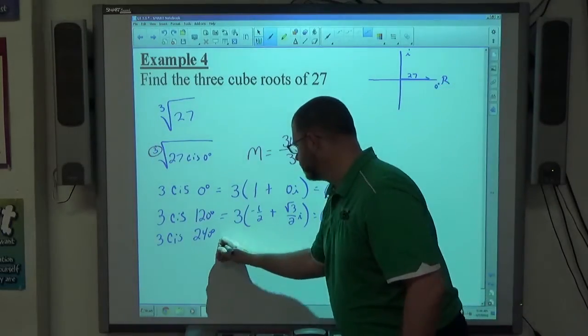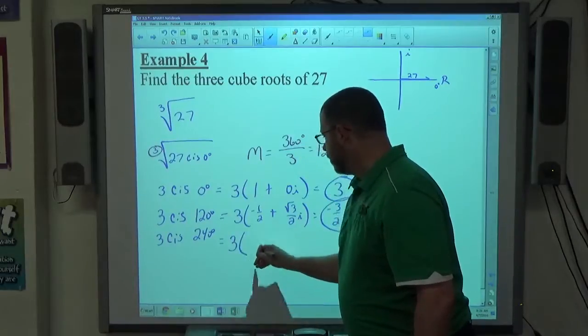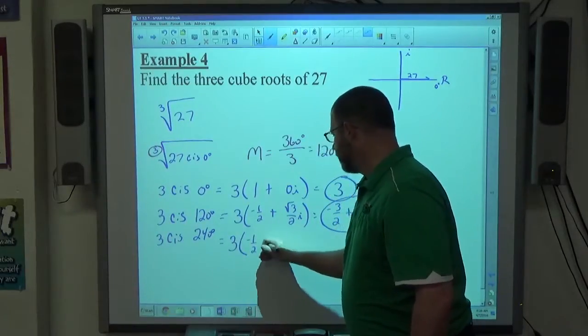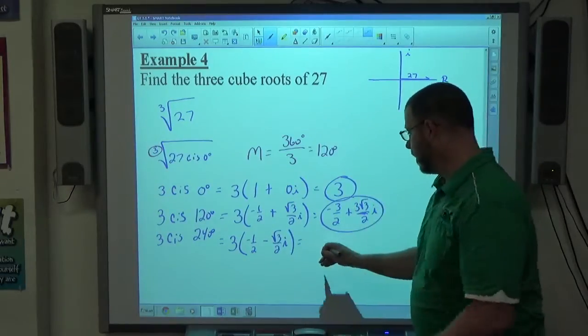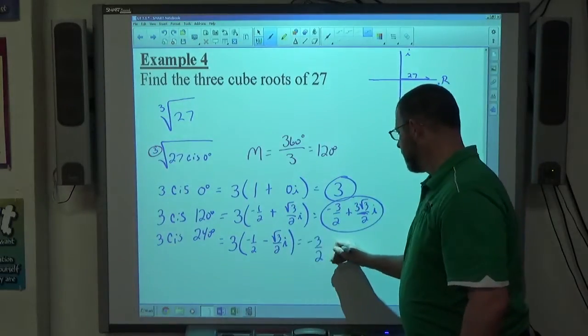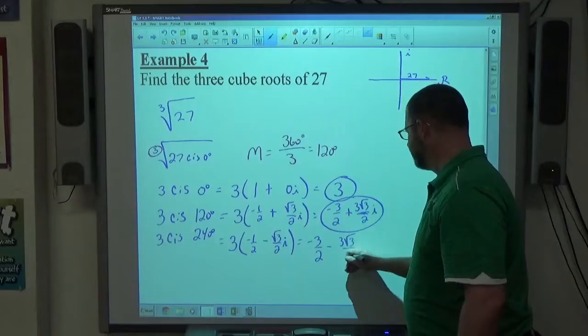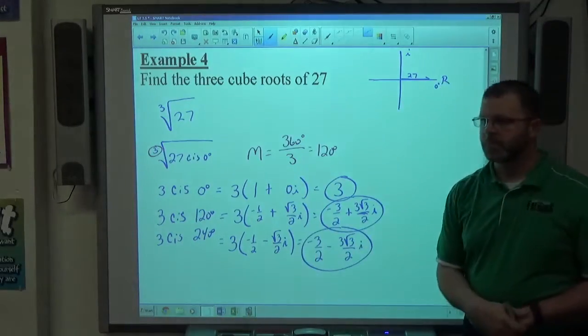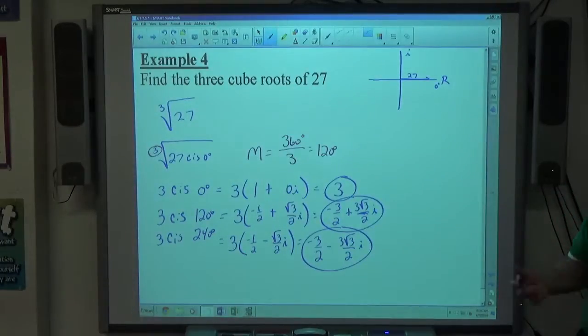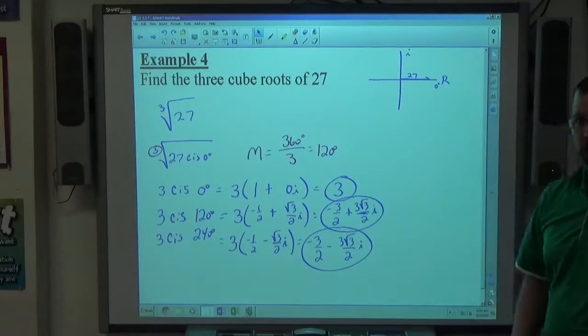And then the last one, cosine of 240 is negative a half. Sine of 240 is negative the square root of 3 over 2. Multiply 3 through, I get negative 3 halves minus 3 times the square root of 3 over 2i. Just like that, we got our 3 cube roots of 27.